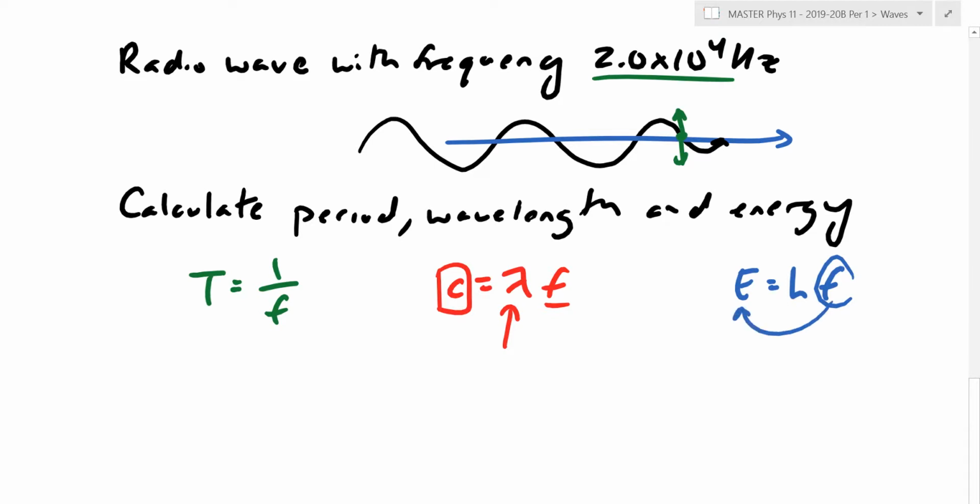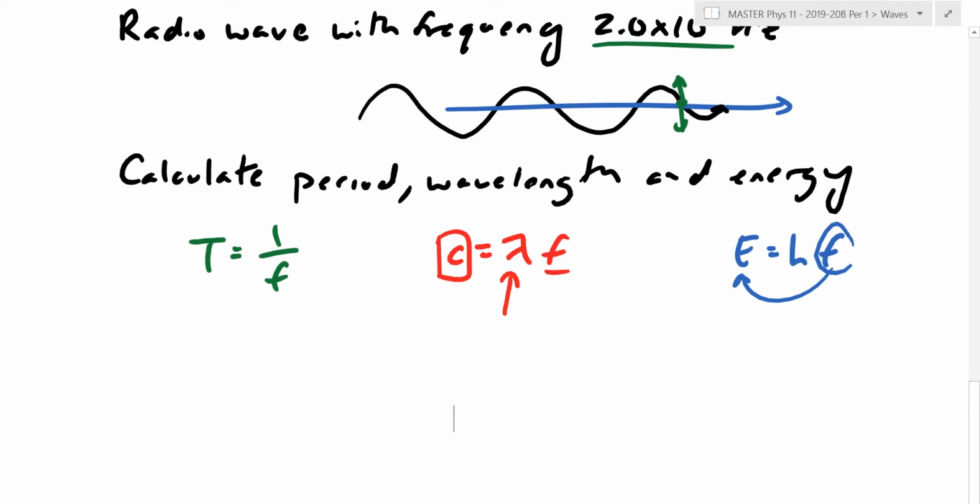Sometimes they ask it in order. They might give you the period, you do the reciprocal of it, find the frequency. With the frequency, you can either go to energy or go to speed of light. So let's just try this out. Not too bad in terms of number crunching. 1 over this 2.0 times 10 to the 4 gives me 5 times 10 to the negative 5.